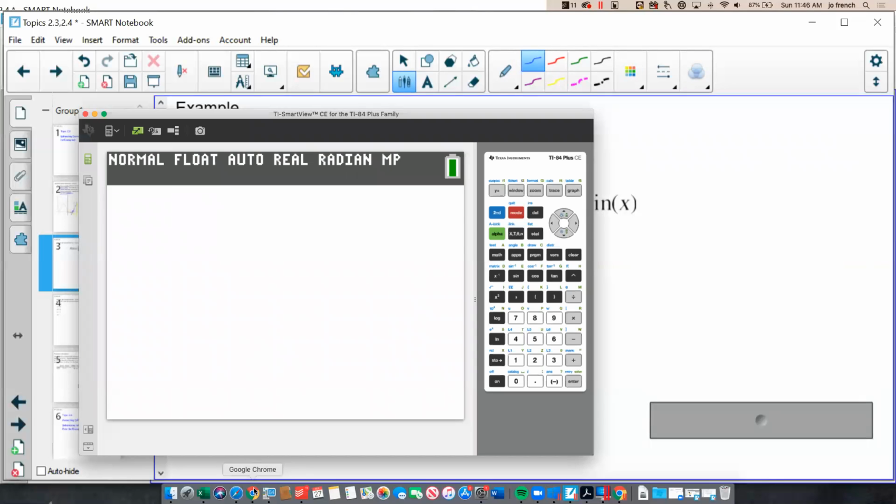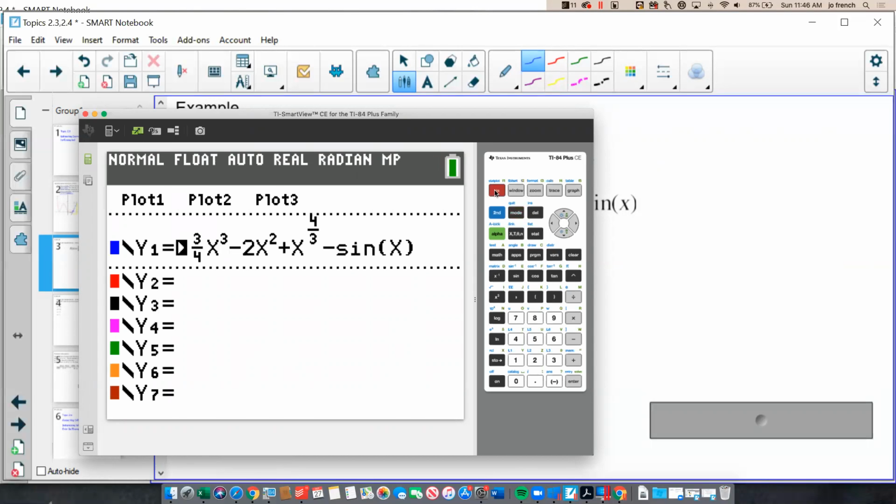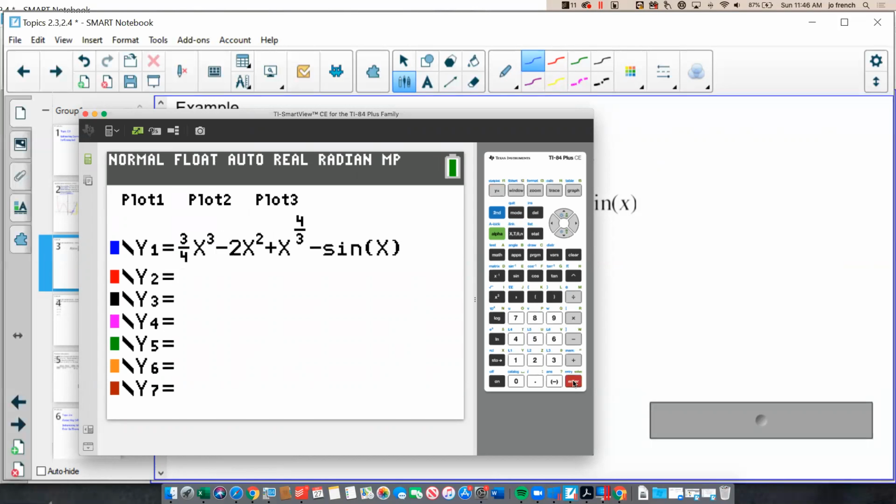In our calculator, I like to put my equation, the equation in question, into my y equals screen because it allows me to do lots of different things with the equation itself once I have it stored in the calculator. So here I've stored it in the calculator. 3/4 x cubed minus 2x squared plus x to the 4/3 minus sine of x.